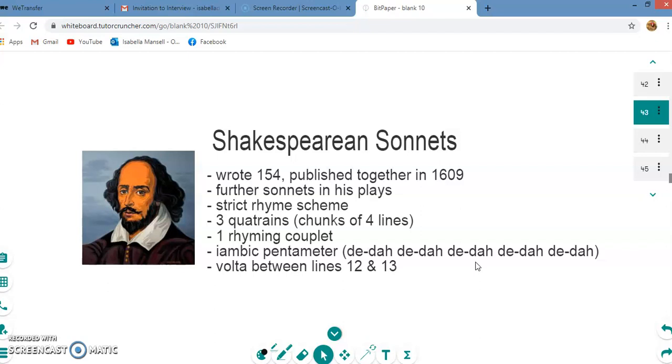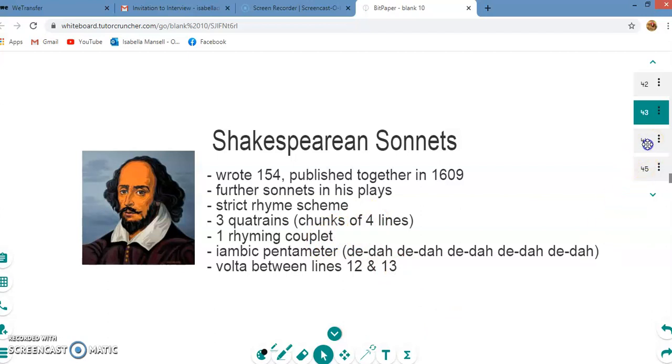Now, another feature of a Shakespearean sonnet is a volta between lines 12 and 13. So a volta is a sort of change in viewpoint or some kind of consolidation or conclusion to the poem as a whole. Again, I'll show an example of this in just a minute, but it's a feature of a Shakespearean sonnet that this happens at the end of the three quatrains and just before the final rhyming couplet.